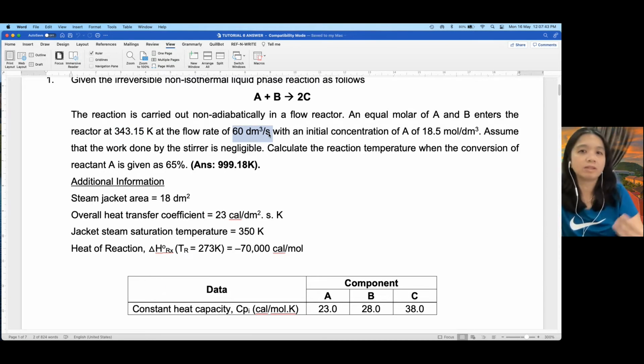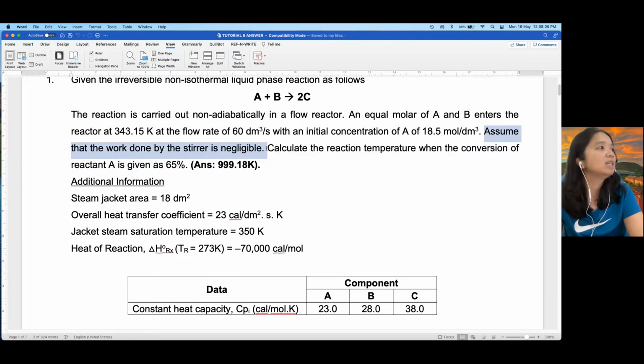So dm cube is volume, second is time, volume per time is volumetric flow rate, and this is the initial volumetric flow rate. So your epsilon naught is 60 dm cube per second. Initial concentration of A is 18.5. So this is Ca naught. So we know epsilon naught, we know Ca naught. Okay, done. Next, assume work done by stirrer is negligible.